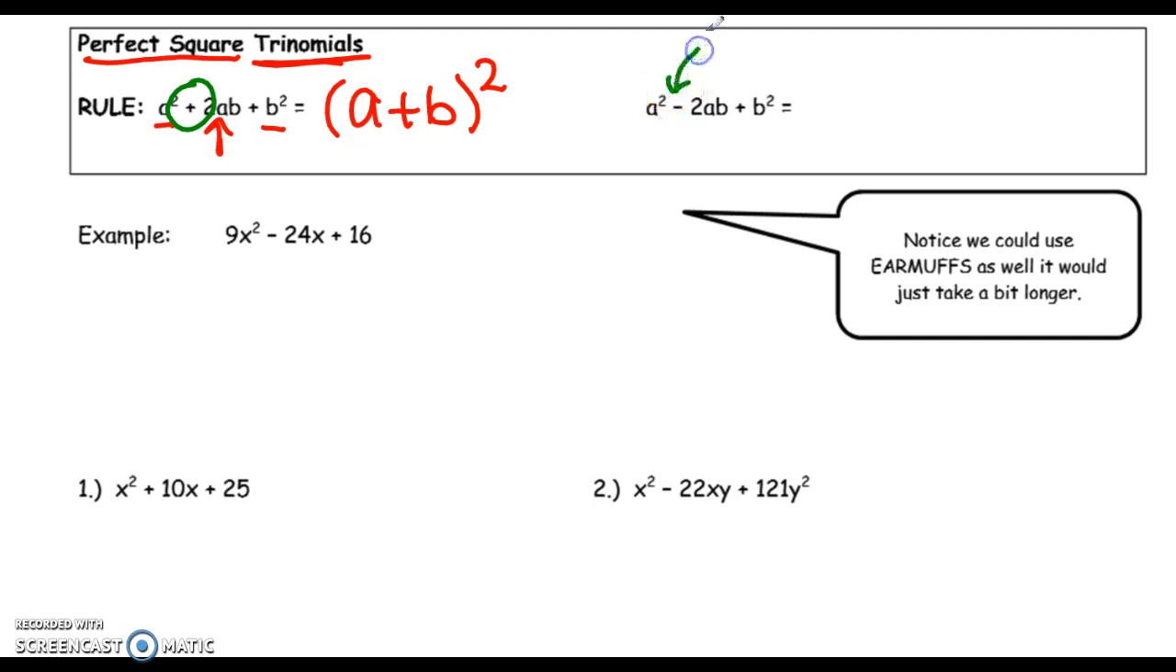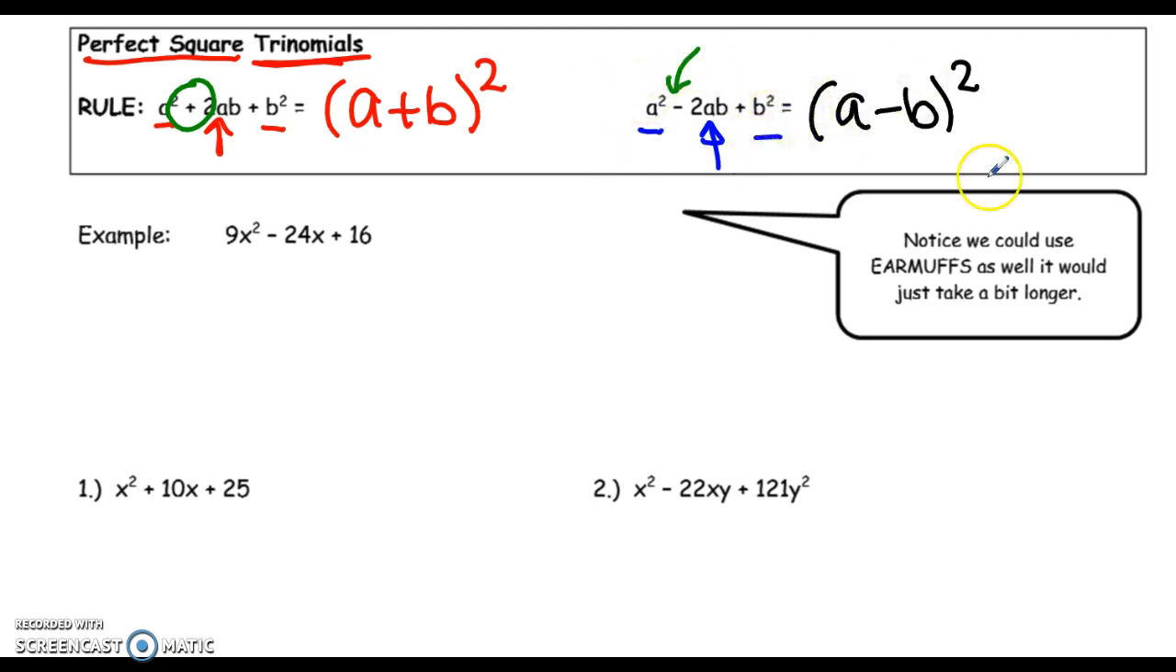If it was subtraction, it's a very similar process. We would have a minus b quantity squared. So this is super fast, but you do have to make sure that you actually have this scenario. Trinomial, perfect square in front, perfect square in back, and in the middle is twice the product of those square roots. That can be hard to look for.